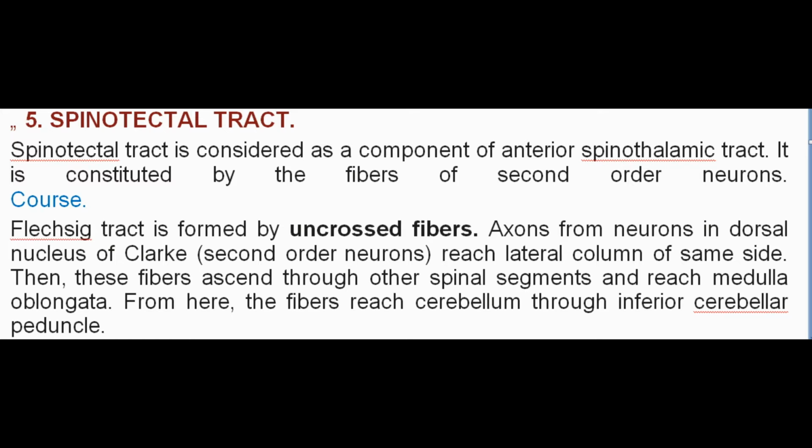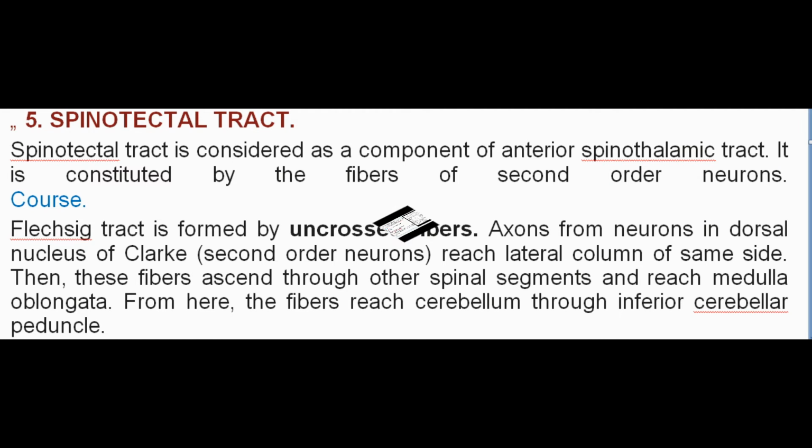Situation. Spinotectal tract occupies the lateral side of lateral white column, anterior to lateral spinothalamic tract. It is bound anteriorly by anterior nerve root. Origin. Fibers of this tract originate from the chief sensory nucleus, like anterior spinothalamic tract. First appearance of the fibers is in upper lumbar segments. This tract is very prominent in the cervical segments.